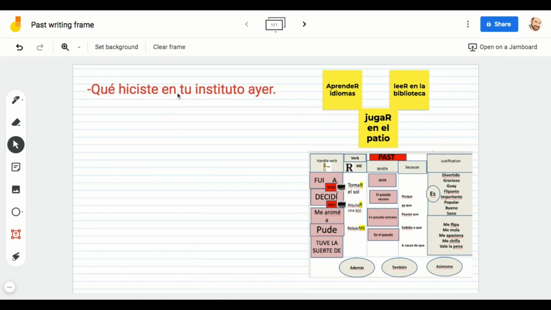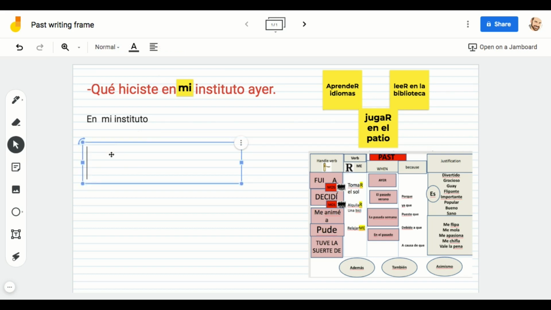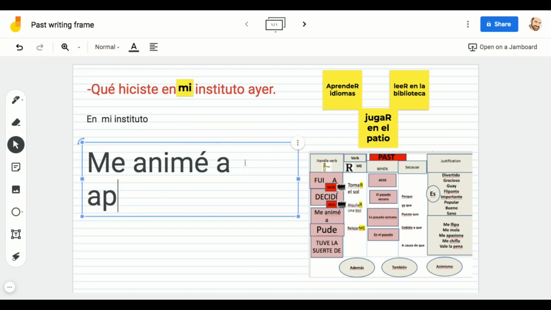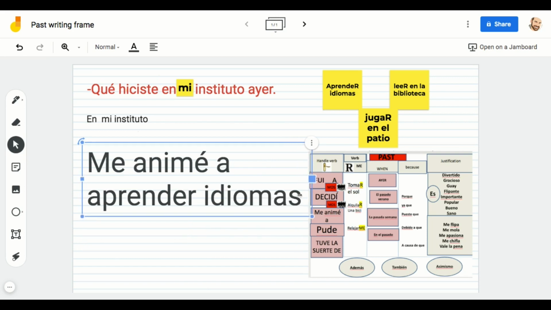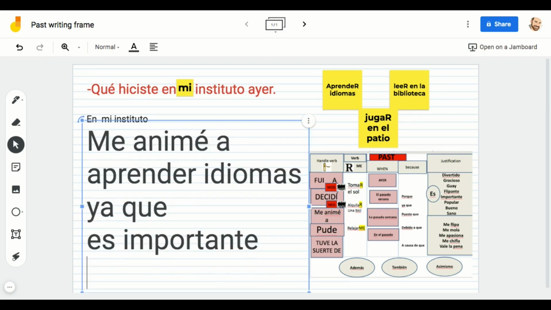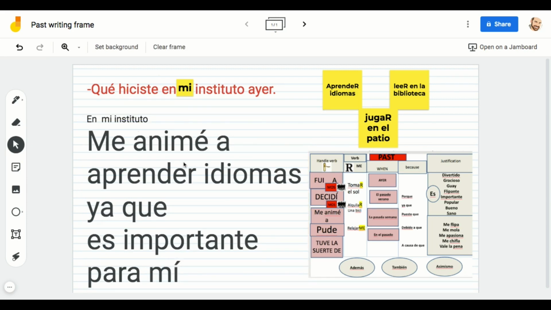You can rephrase en tu instituto. So instead of tu, you need to write mi, and then you can use en mi instituto. As you can see, I'm using mi instead of tu. Then you can start using the frame again, choosing one of these handle verbs plus one of the verbs that we copied. In this case, I'm going to use me animé a aprender idiomas. And then you can say why: you were in the mood to learn languages, importante para mí. Again, this is a basic sentence using the past tense.